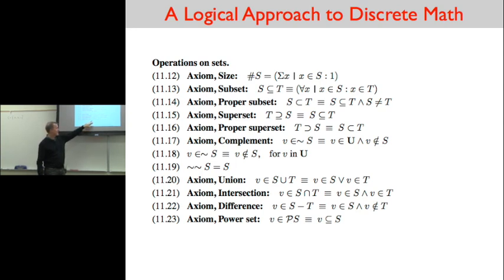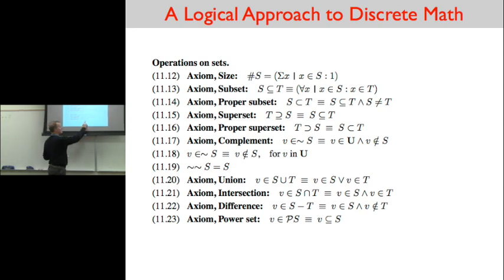It says V is an element of the power set of S if and only if what? V is a subset of S. Wait a minute. I thought this said V is an element of. What's the type of V? How can V be a subset? Hey, this is a variable and a set. How can it be a set?